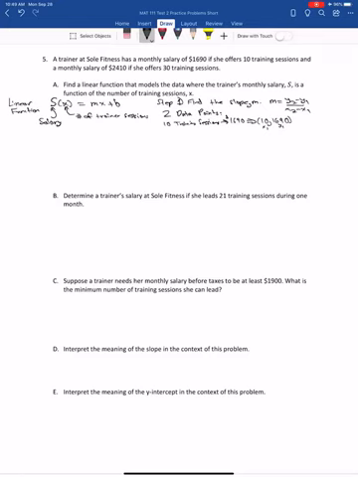And then we also have 30 training sessions. And with 30 training sessions, we had $2,410. So there's our second data point. So X is 30, output is 2410. So there's X2 and Y2 if you want.